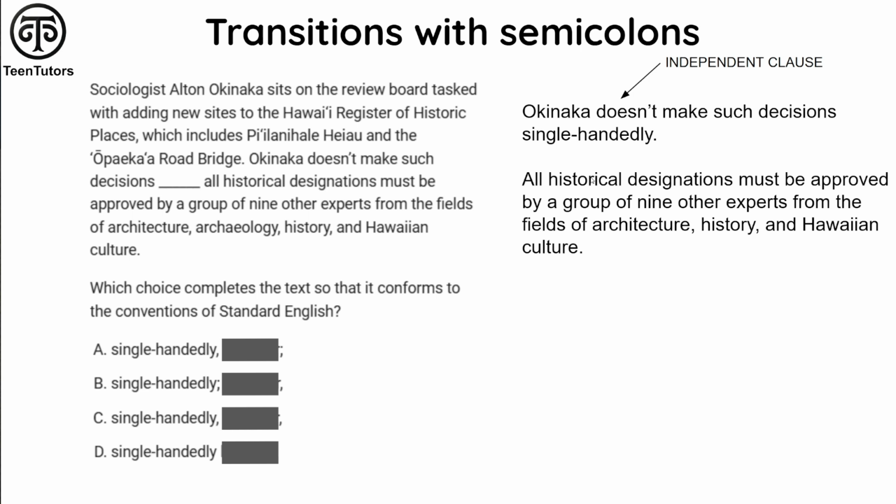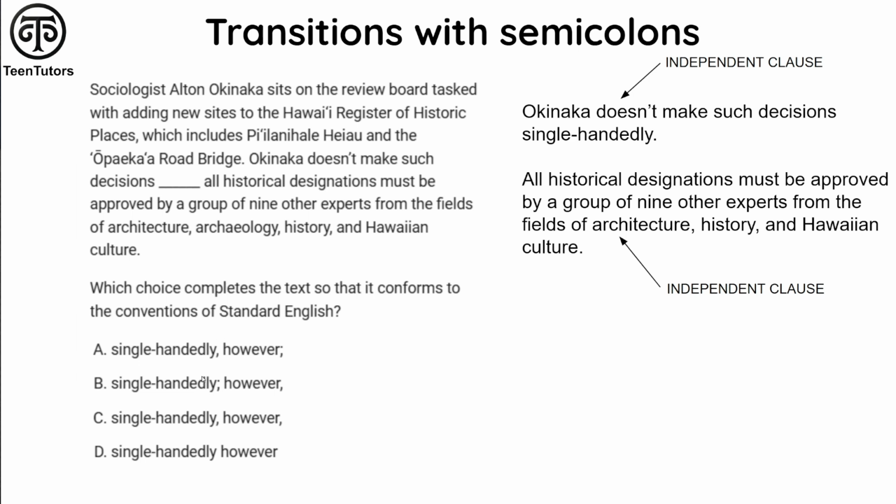And then the second part, we have all historical designations must be approved by a group of 9 other experts from the fields of architecture, history, and Hawaiian culture. So that also makes sense as an independent clause. And so therefore, we're going to have to separate them with a period, a semicolon, or a comma and a fanboys, right? So let's take off this block on the word however.